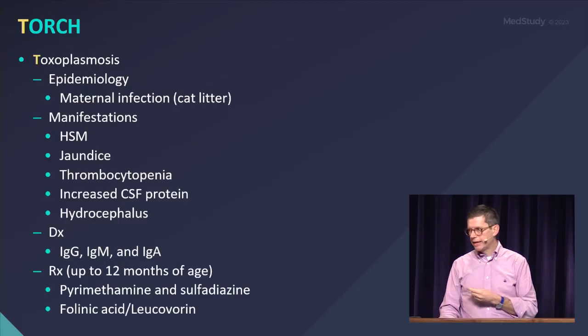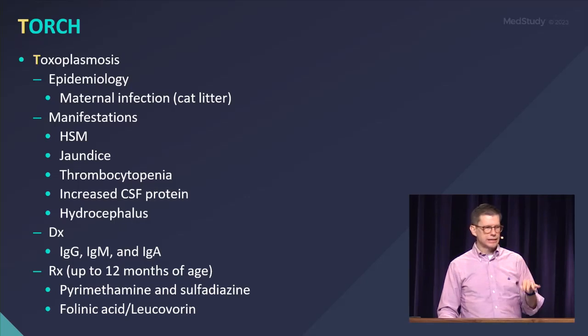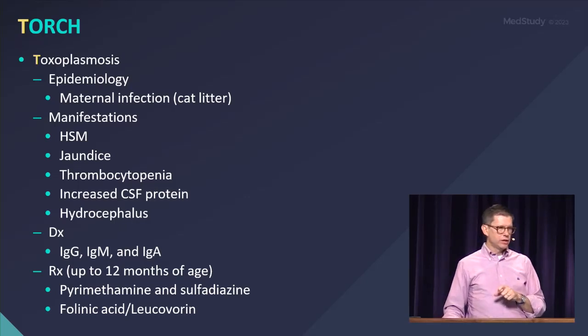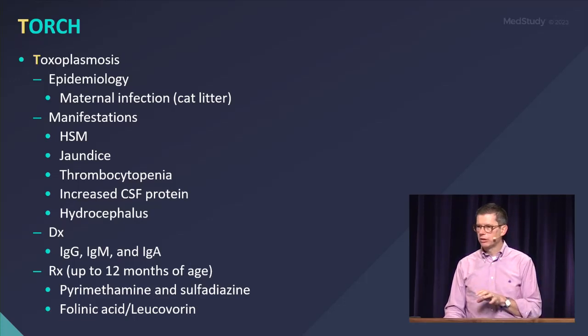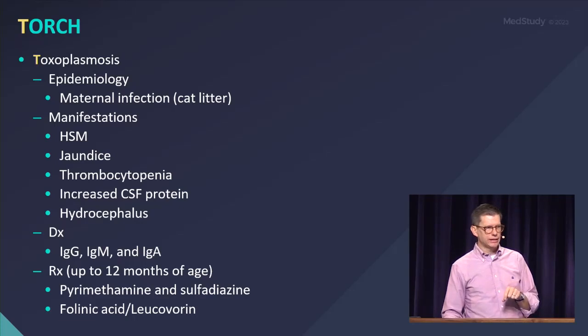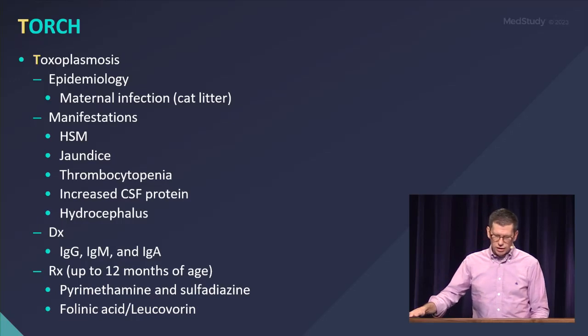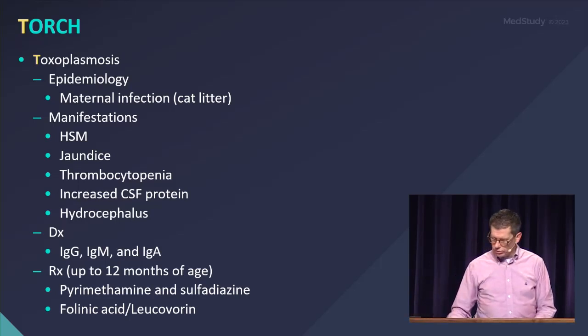So typically they might give you mom exposure to cat or some other manifestation. The signs and symptoms are very similar to CMV. So outside of hydrocephalus, the symptoms are going to be quite similar, but hydrocephalus is the key that it's going to be toxo instead of CMV. Toxo is diagnosed using serologies, and the treatment is usually up to 12 months of age with pyrimethamine and sulfadiazine, and then we typically give leucovorin for pyrimethamine-induced neutropenia.